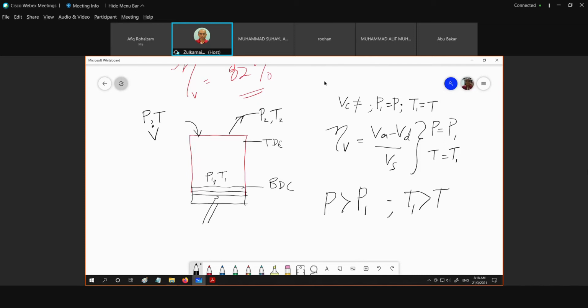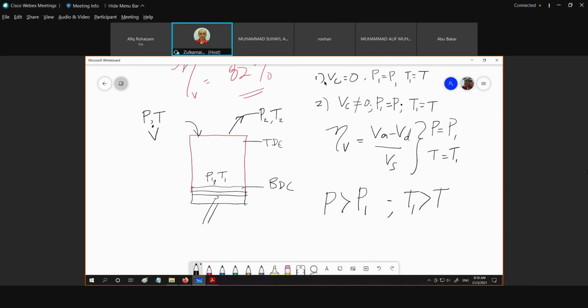I add one more. Before this I introduced VC is not equal to 0. Now, adding VC is not equal to 0, but also P1 equal to P, T1 equal to T. Whereas our first case before this was VC is equal to 0. Okay? And our P is the same, P1 equal to P and T1 is equal to T. This is the first case.